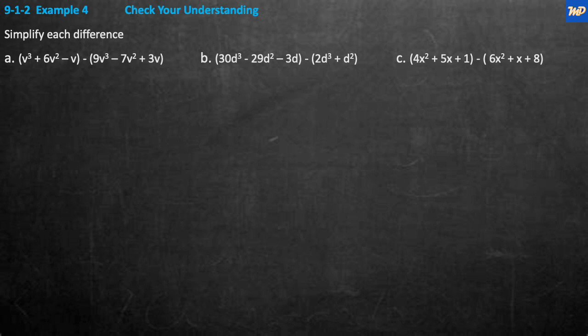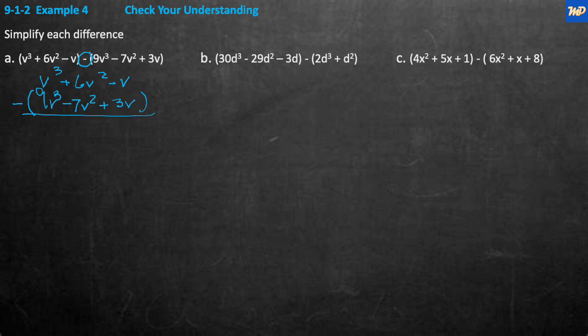Anyway, if you paused it and now you've come back, let's go ahead and give it a go. I'm going to do method 1, and I'm going to start off right here. I'm going to say v cubed plus 6v squared minus v. Now we're subtracting, don't forget. This is differences we're doing. Minus, and I'm going to put a parenthesis here because we're going to do something with the negative sign to all the terms. So now it's 9v cubed, minus 7v squared, plus 3v.